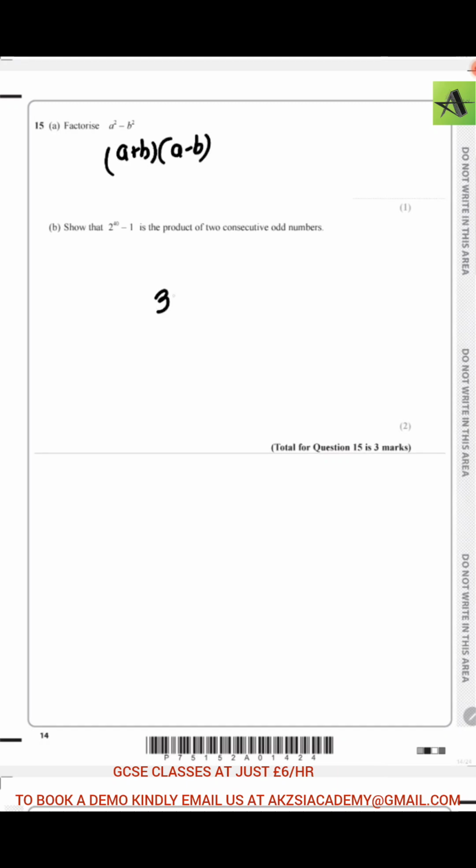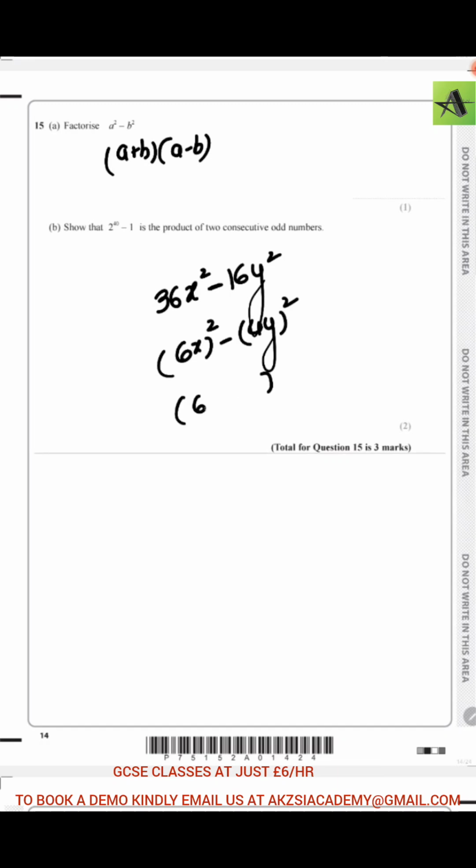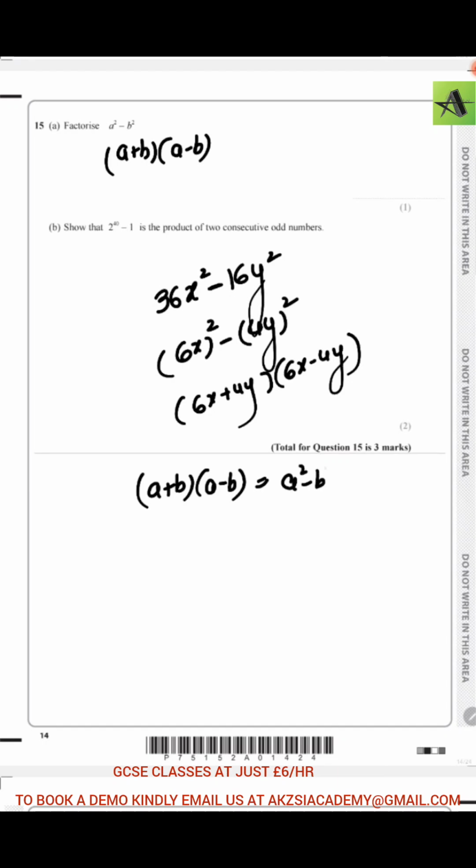Suppose you get 36x squared minus 16y squared. So 36x squared is 6x whole squared and 16y squared is 4y whole squared. These two are square numbers. Now if you factorize, it is 6x plus 4y times 6x minus 4y. And it works the other way as well. Suppose a plus b times a minus b, and you have to expand this, it is directly a squared minus b squared. So it works both ways.